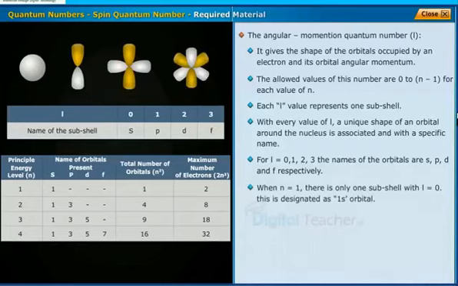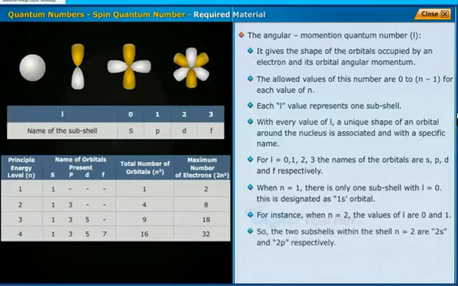This is designated as the 1s orbital. For instance, when n is equal to 2, the values of l are 0 and 1. So the two subshells within the shell n equal to 2 are 2s and 2p respectively.